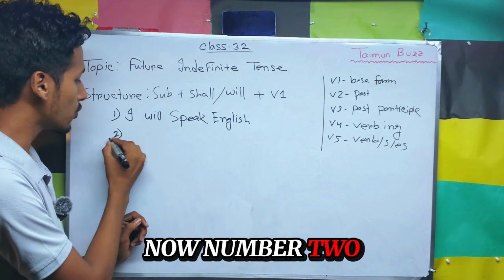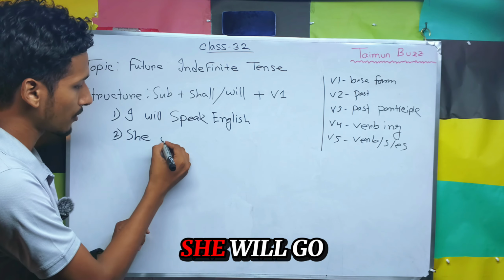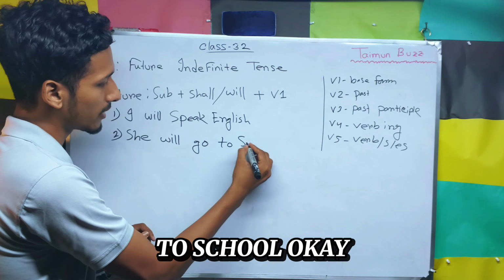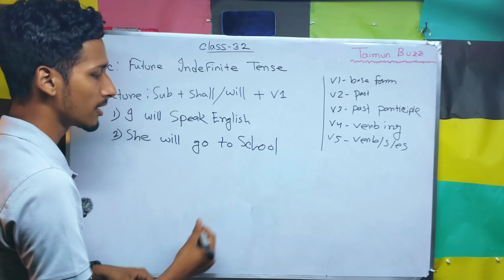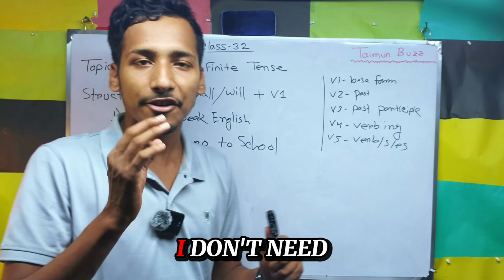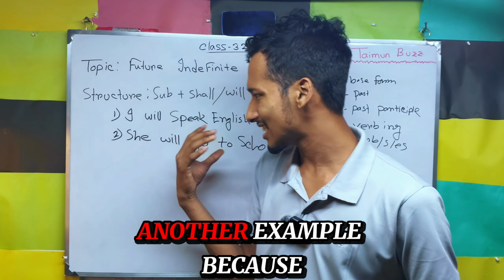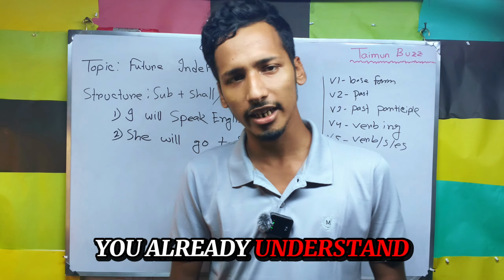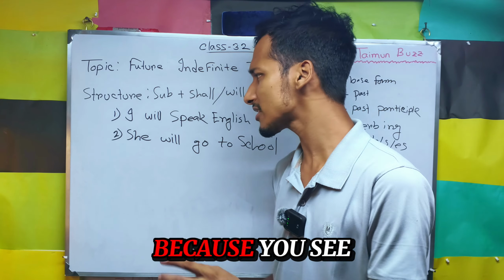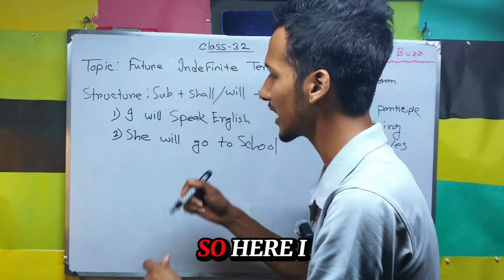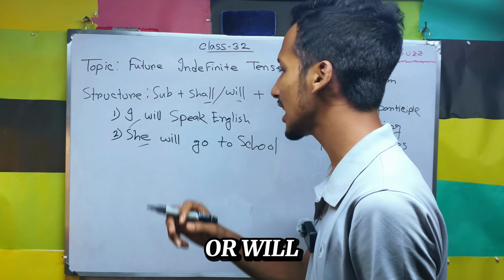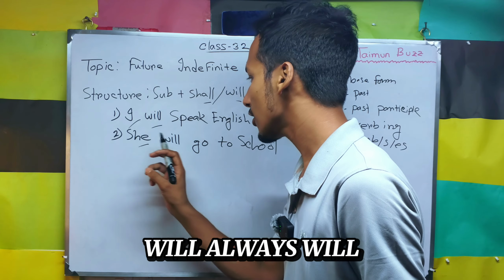Now, number two, she will go to school. Okay? She will go to school. This is also future indefinite. I don't need to write another example because you already understand what future indefinite tense is. Why? Because you see here the subject. Here I is the subject, she is the subject. Then we need to take shall or will. I will take will, always will.